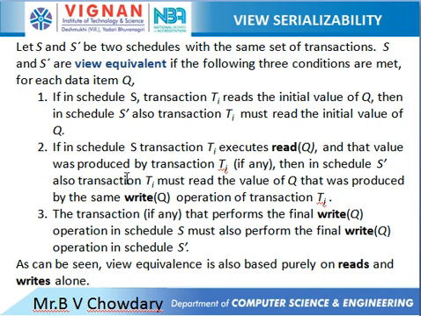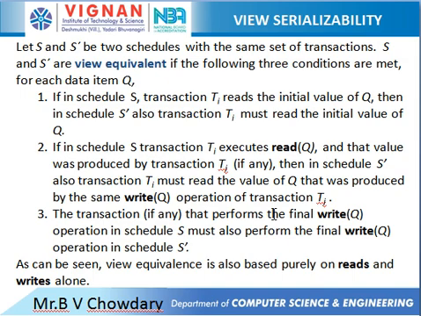The second one is, if in schedule S transaction Ti executes read of Q and the value was produced by transaction Tj, if any, then in schedule S dash also the transaction Ti must read the value of Q that was produced by the same write of Q operation of the transaction Tj. For example, if you take T1 and T2, if T1 reads a data item, then T2 should have written that particular data item.